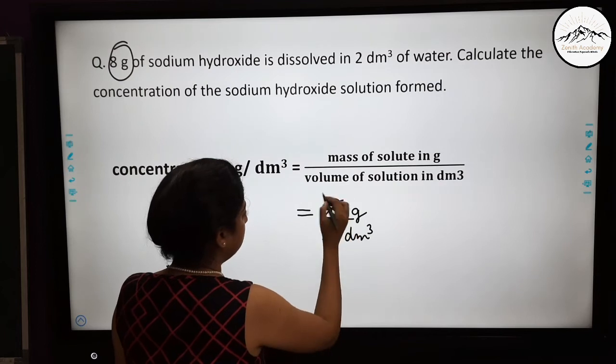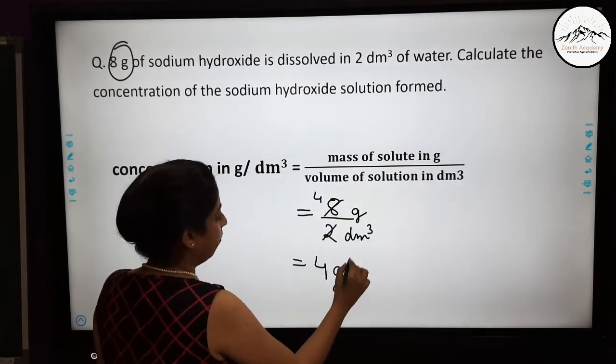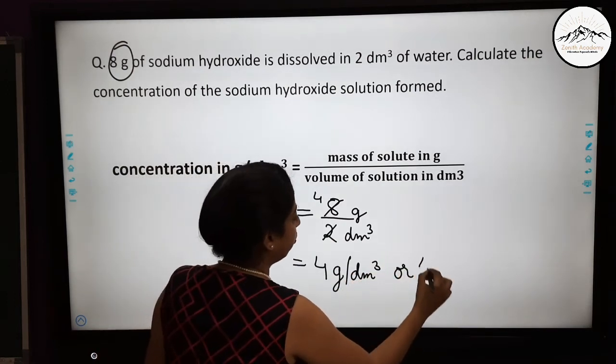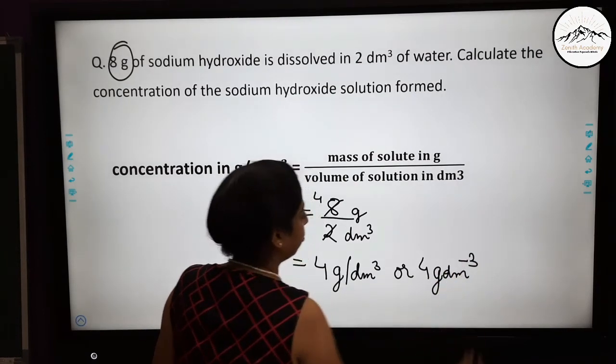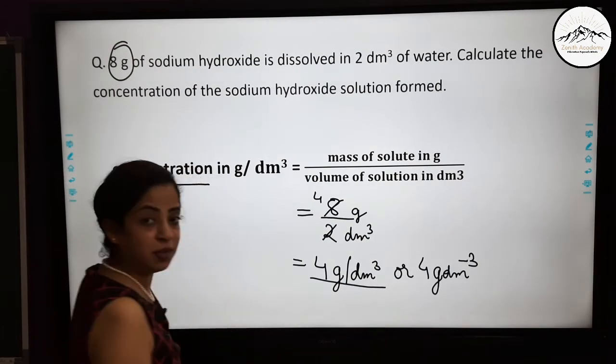So the answer will be 4 gram per decimeter cube, or you can write it like this, 4 gram per decimeter cube. So the concentration is 4 gram per decimeter cube.